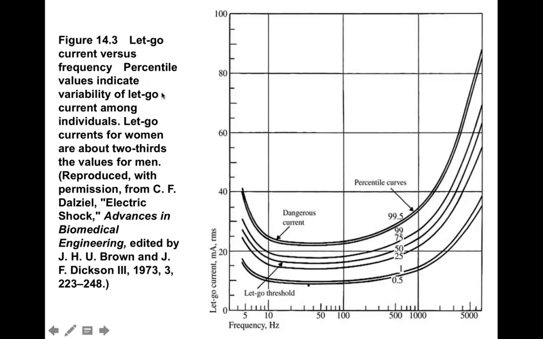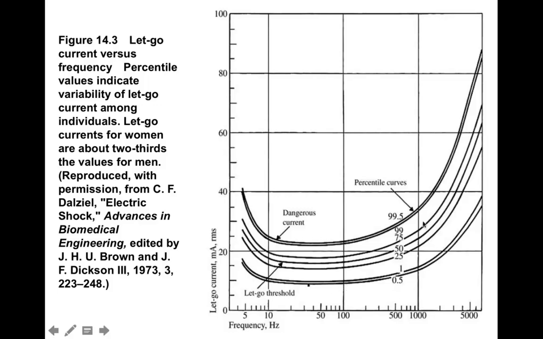So here's a let go current versus frequency. So here is 60 hertz right here. You can see, interestingly enough, that there's a minimum that occurs between 10 and 100 hertz, which means, of course, that at the frequencies of electric transmission in the US and Europe, that's actually the most dangerous. It has the lowest let go current threshold.